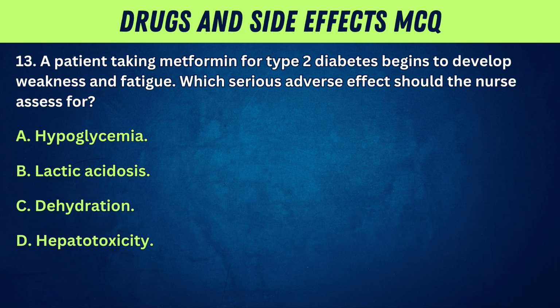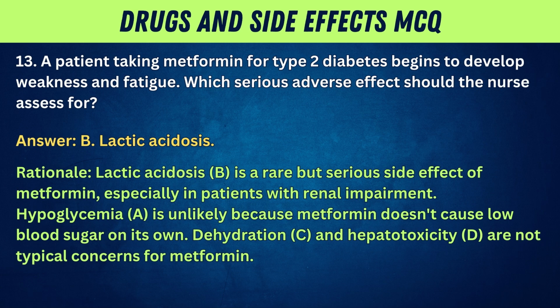13. A patient taking metformin for type 2 diabetes begins to develop weakness and fatigue. Which serious adverse effect should the nurse assess for? A. Hypoglycemia. B. Lactic acidosis. C. Dehydration. D. Hepatotoxicity. Answer: B. Lactic acidosis. Rationale: lactic acidosis, B, is a rare but serious side effect of metformin, especially in patients with renal impairment.